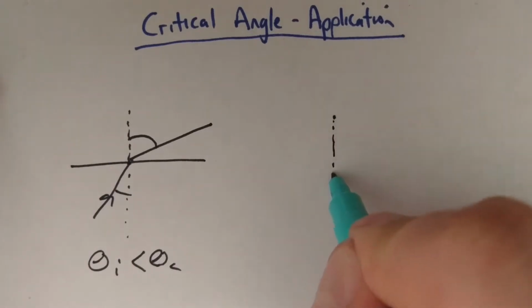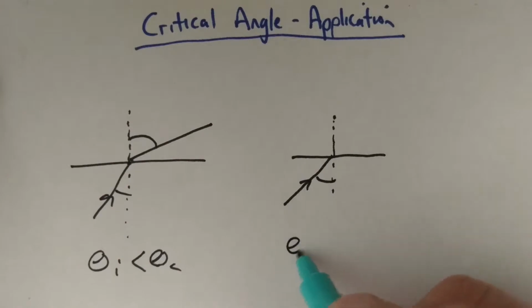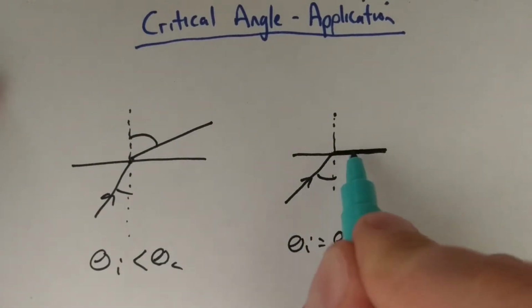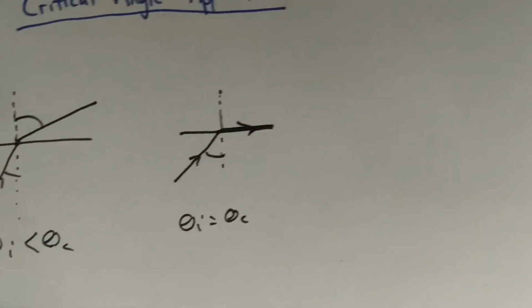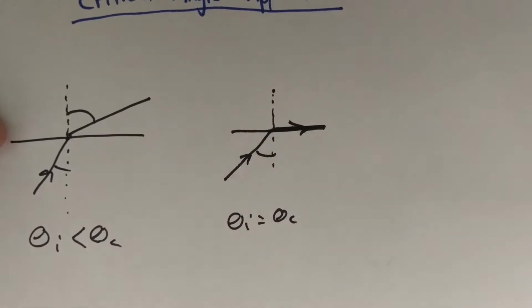If you get to a situation where you are on the critical angle, so theta incidence equals critical angle, then that's when we get our angle of refraction of 90 degrees, and we see the refracted ray is going along the boundary.